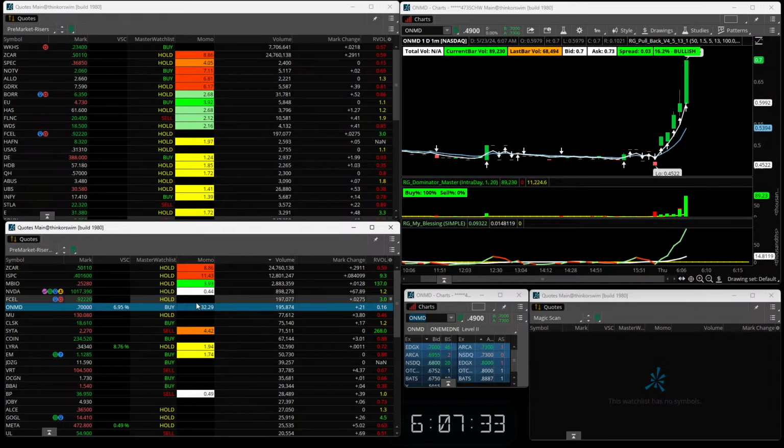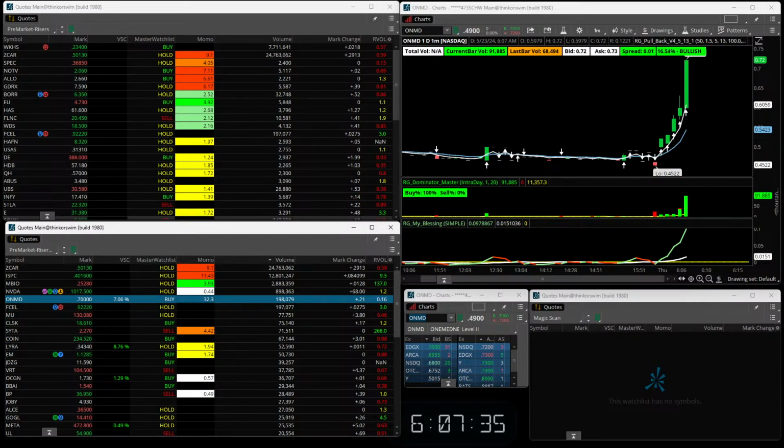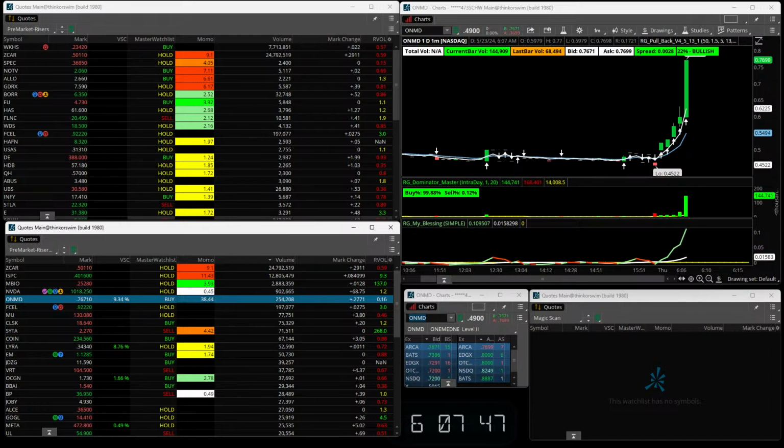ONMD taken off. This may be a good play, but it's still under $1. So we're not going to chase this green candle. We're going to wait for the pullback. If this is a true run up, we should see some profit takers at the top before a continuation of the climb.